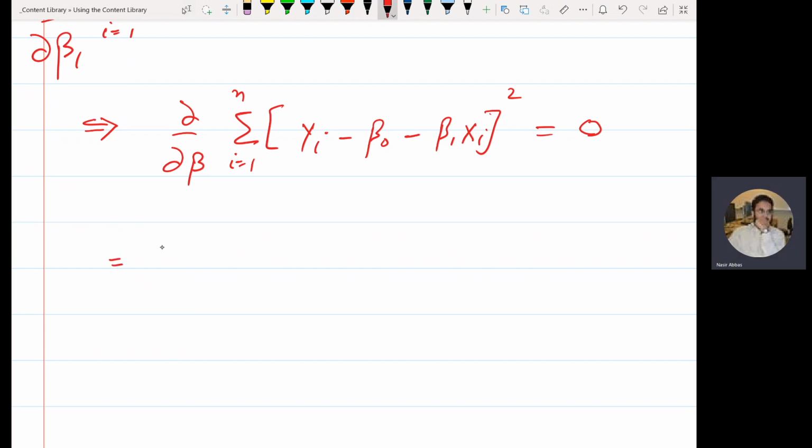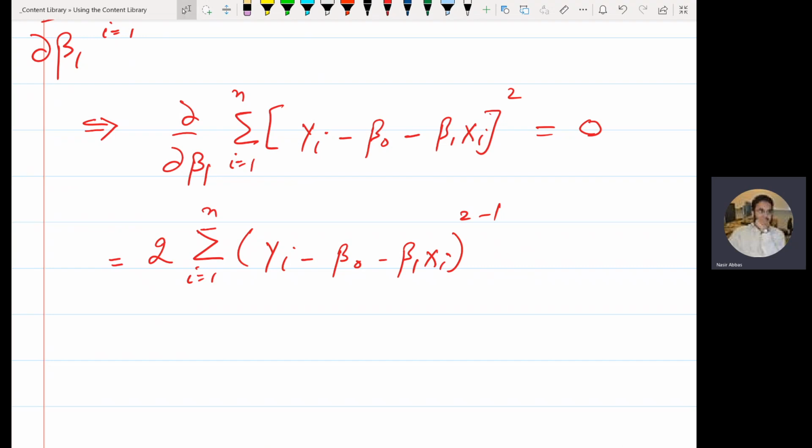So I will have 2 as a constant. I can take that 2 anytime out of the summation or out of the derivative. The power 2 is going to come down. 2 times the summation of (yi minus beta naught minus beta 1 xi) to the power 2 minus 1 times the derivative of the base. What is the derivative of the base? Minus xi this time.